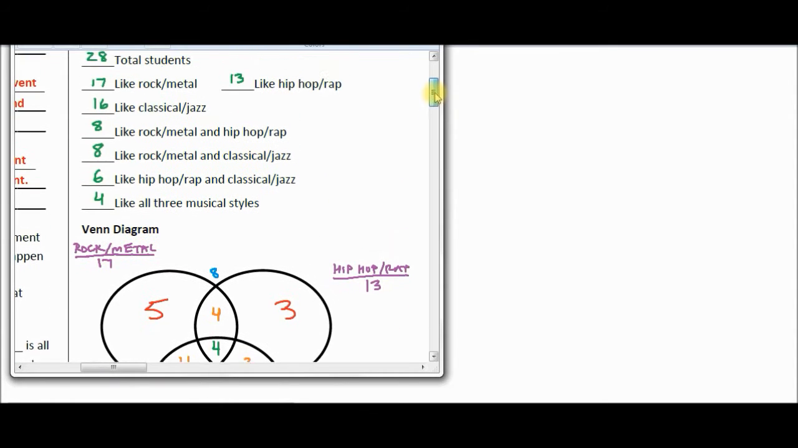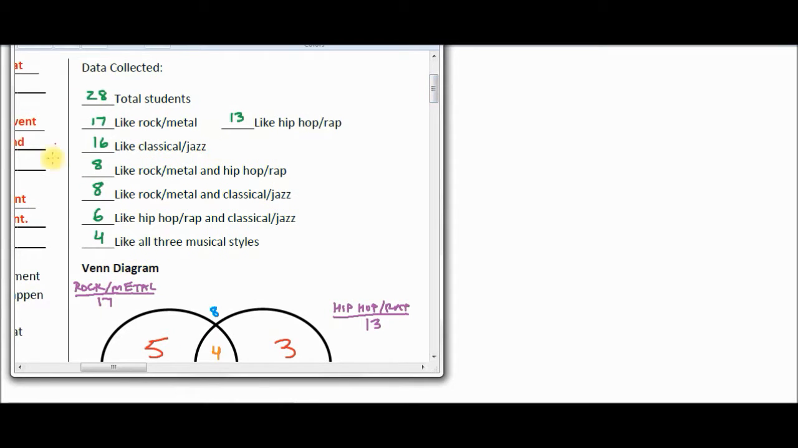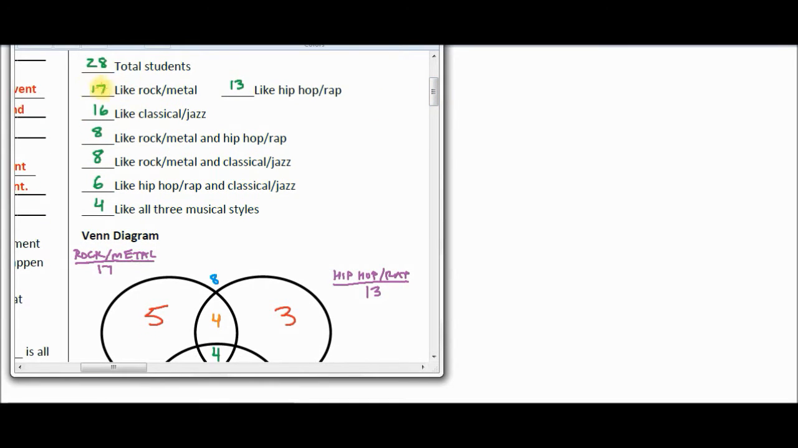Let's take a look at that. Now notice, class, those numbers don't match anything up here, because this category of rock metal, notice it's not 5, because this category also included all the students who like another type of music besides rock and metal, and that's why they don't match up with the columns.